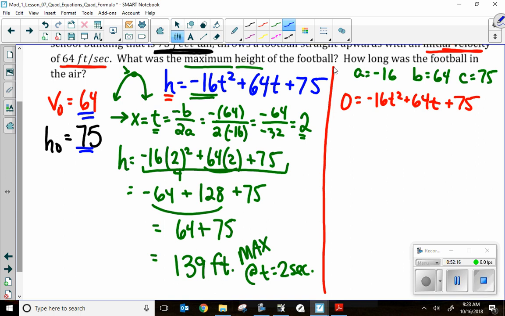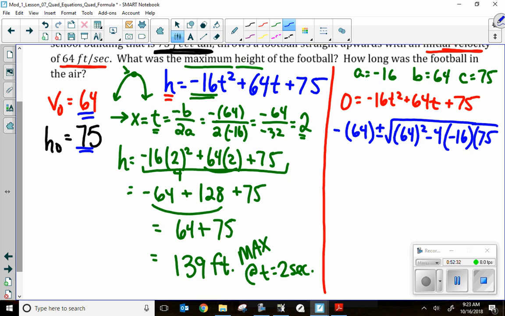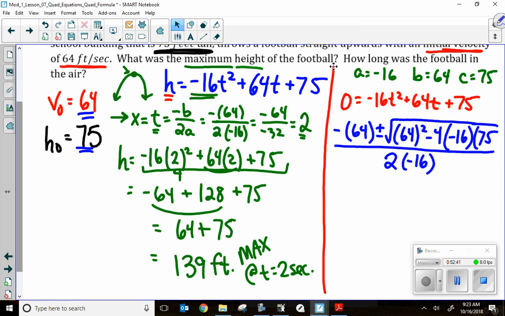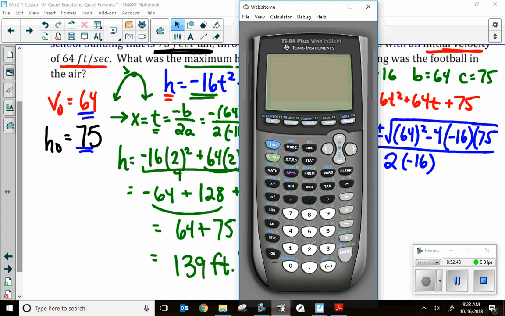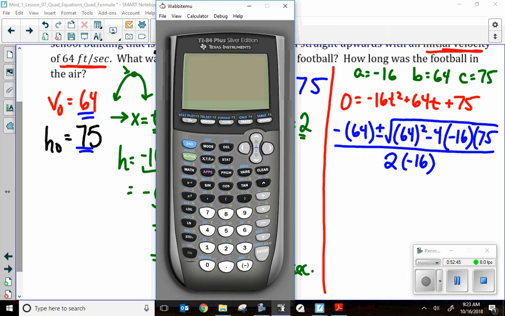Okay? So it's the negation of b, 64, plus or minus the square root of b, which is 64 squared, minus 4 times a, which is negative 16, times c, which is 75. Oh, man. All over 2 times a, which is negative 16. Yeah, that's a lot. Put that in the calculator because that's a lot.